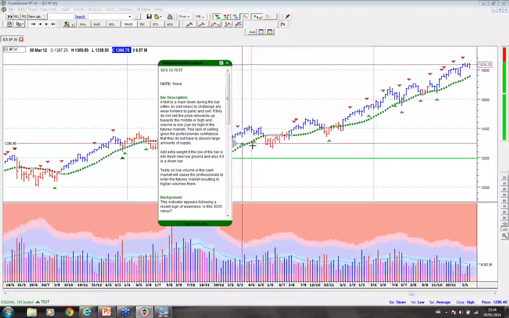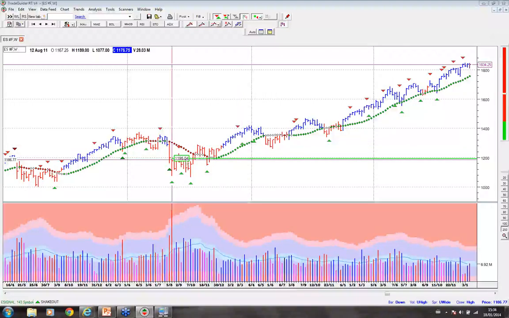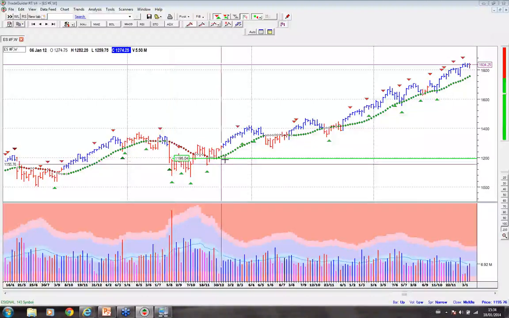And then here, you look for these tests. Now notice the pullbacks are on low volume. If you want to place a stop, you place the stop right underneath the top there of the bar. So where the closing price on the shakeout is, that's where you put a stop.